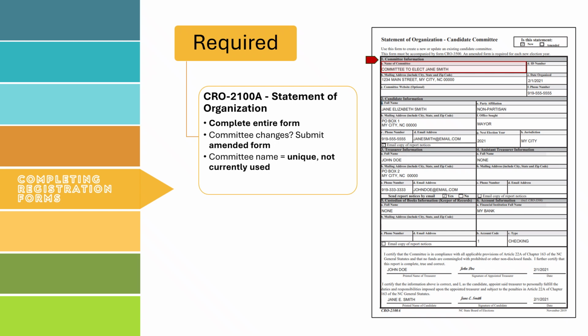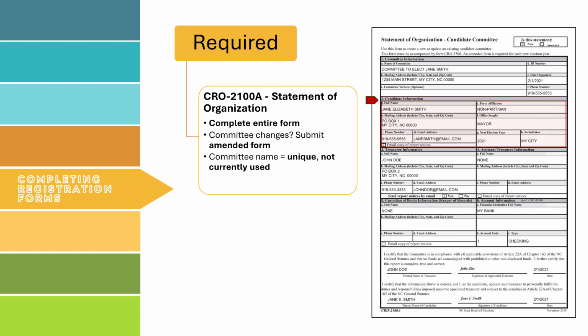Each committee must select a unique name not currently used by active or inactive committees in North Carolina. In this example, we have Committee to Elect Jane Smith. Some common variations are Vote Jane Smith for Commissioner and Jane Smith for Town Council.